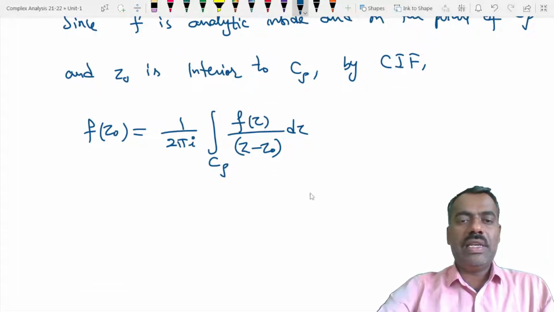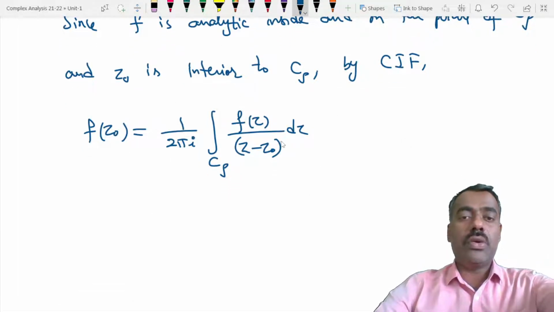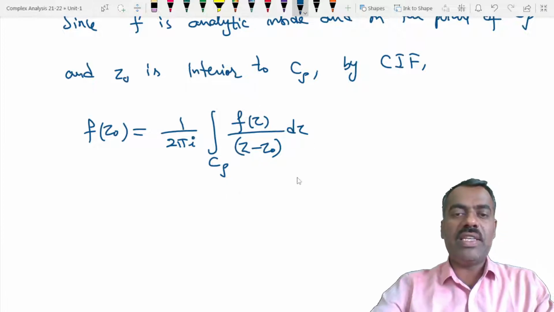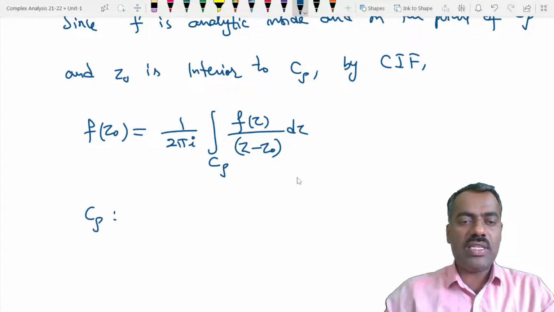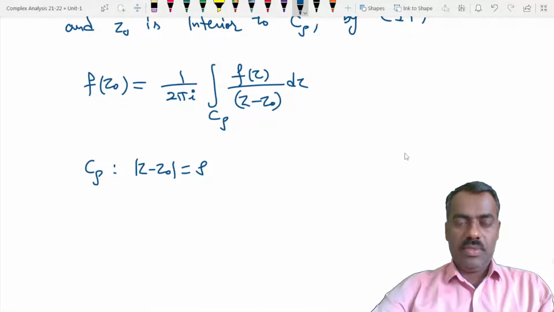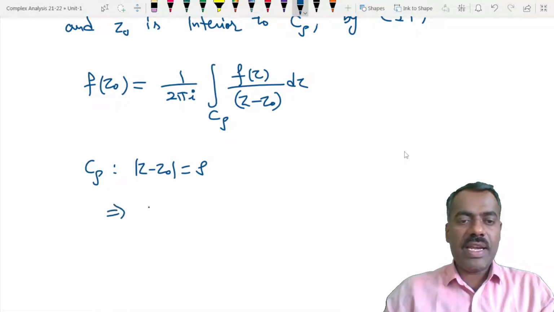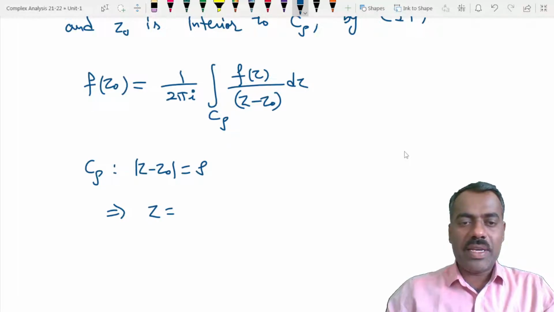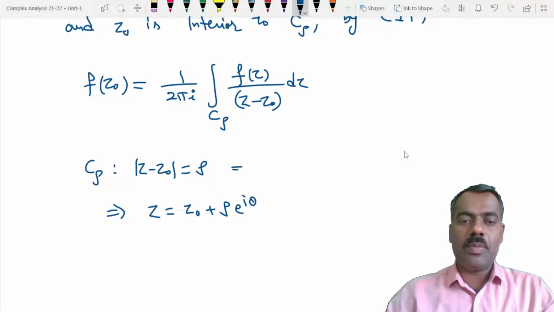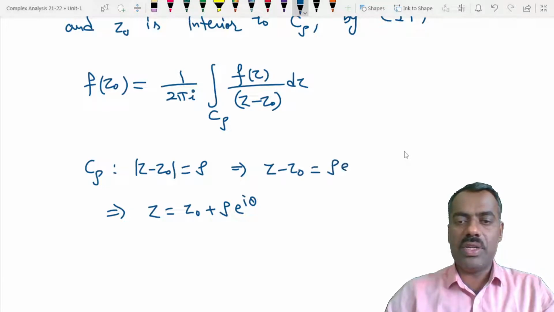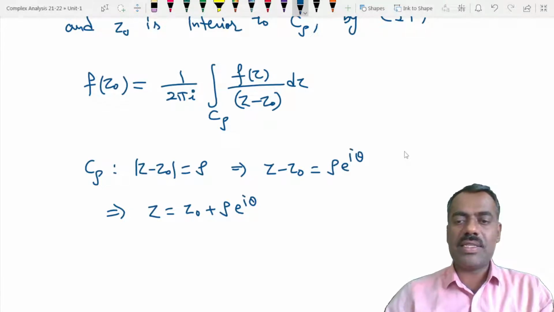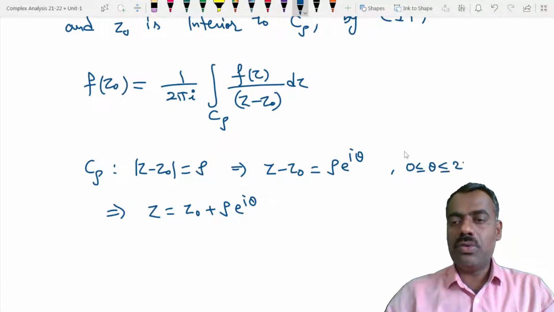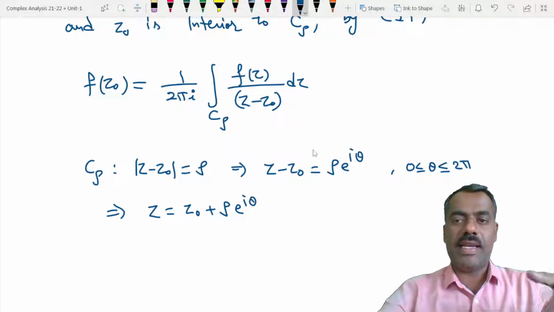Now what we do is, just like when we contour integrate, we'll try to simplify this. So what is it? The circle is |z - z0| = rho. This implies we can write z in polar form, that means parameterization. So this is the same as z = z0 + rho e^(i theta). That means you can write z - z0 = rho e^(i theta), where theta is from 0 to 2 pi, because it is a circle, right?